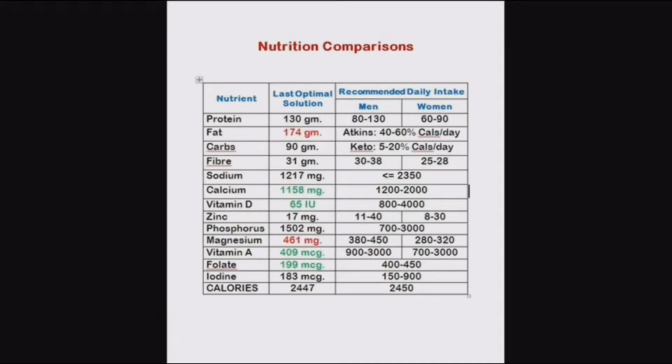Things look pretty good overall, but we do have some problems. Figures in red show that we are a bit high on fat and have exceeded the maximum RDI amount for magnesium. Figures in green show where we are less than the minimum RDI amount.